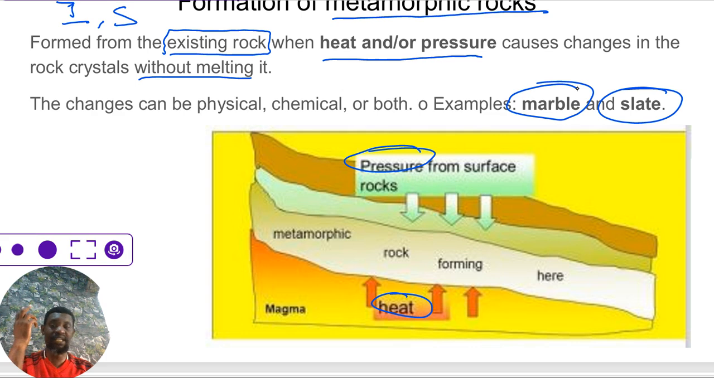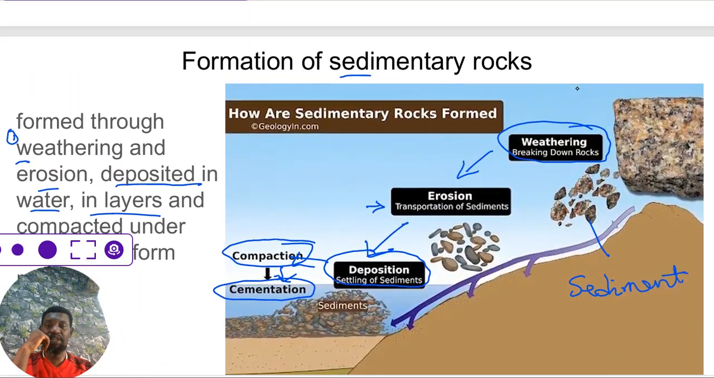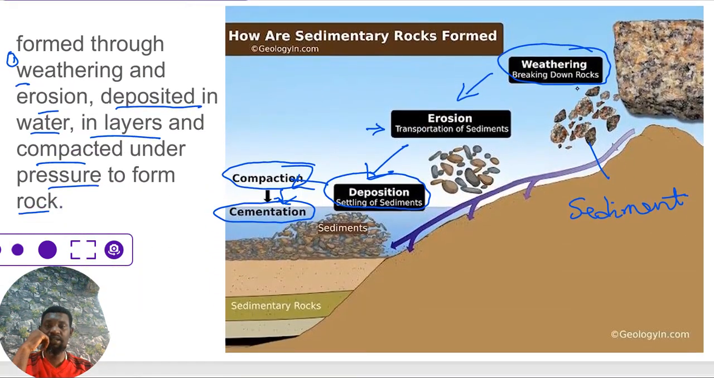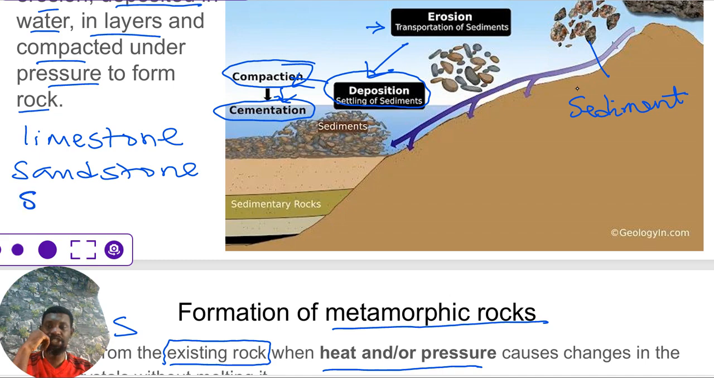So take note, we've looked at examples of both igneous, metamorphic, and sedimentary rocks. Examples of sedimentary rocks are your limestone. Please take note: limestone, sandstone, and lastly shale.